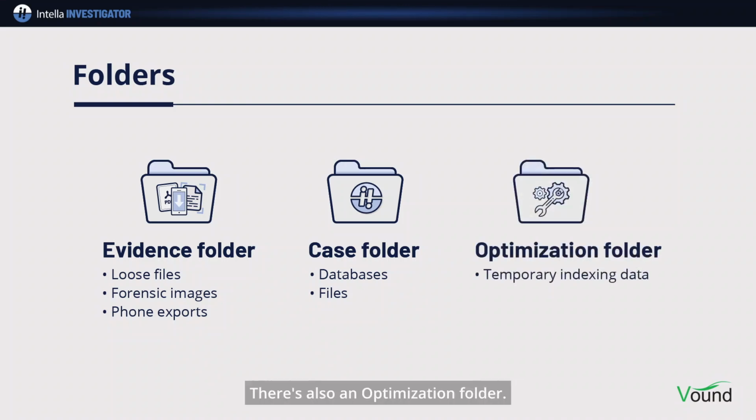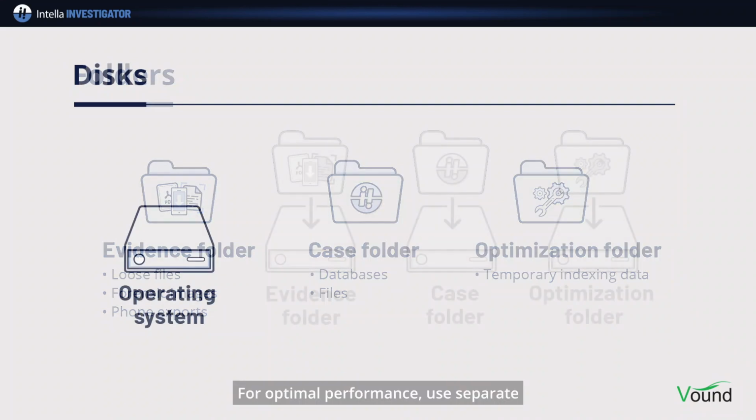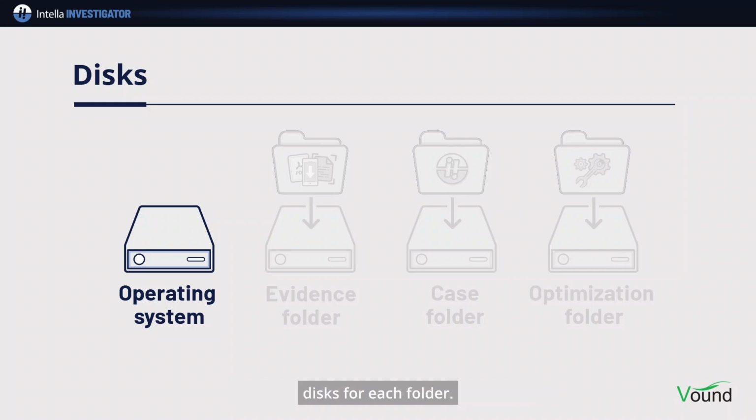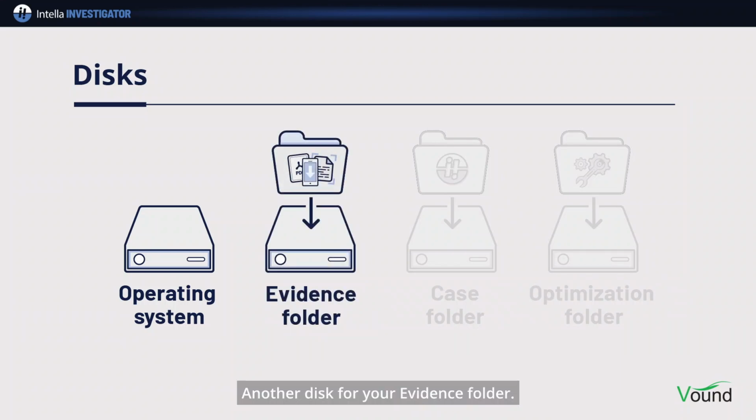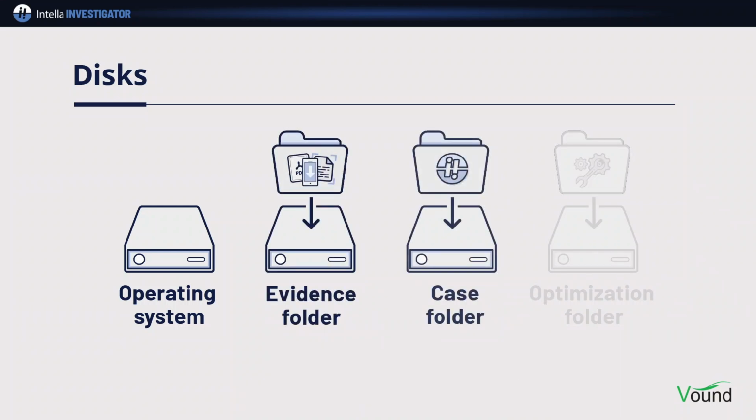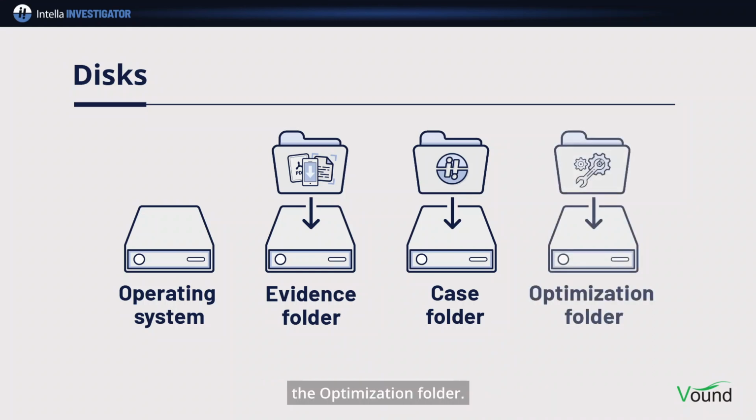There's also an optimization folder. It stores temporary indexing data, spreading the load across drives. This folder is optional but recommended for large cases. For optimal performance, use separate disks for each folder. One disk for just the operating system, to keep it clean. Another disk for your evidence folder. A third disk for the case folder. And a fourth disk for the optimization folder.